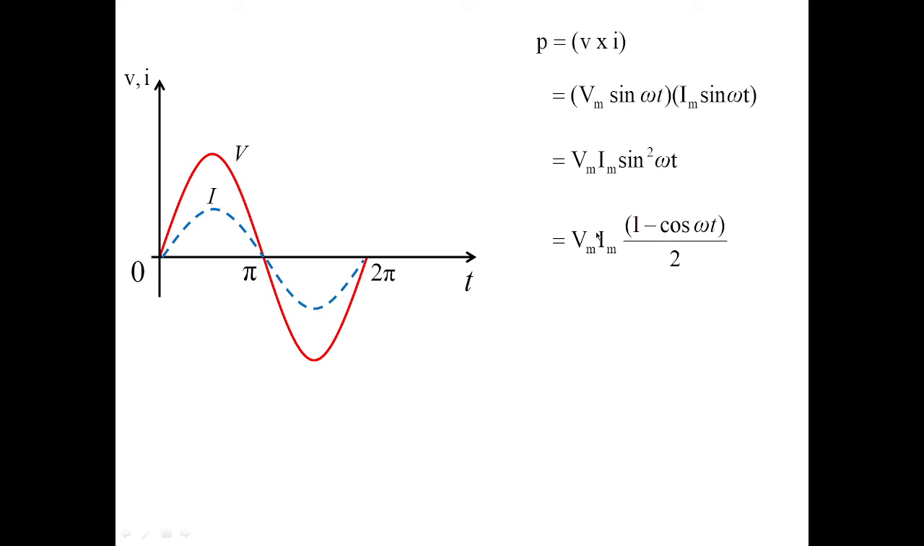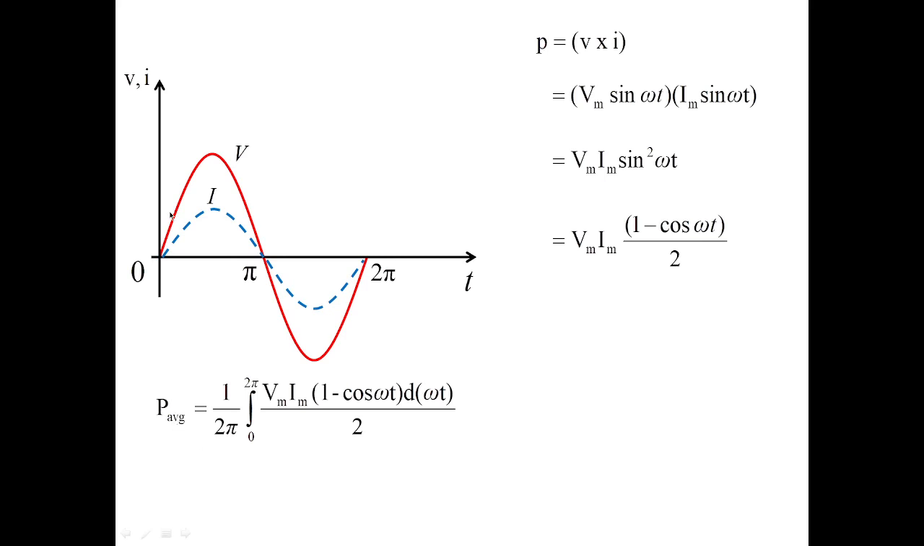So you can see Vm Im multiplied with 1 by 2 becomes the constant power for the given waveform, minus Vm Im cos 2 omega t by 2, which becomes the varying value of the waveform. It is varying because it is associated with cos omega t. So you have the constant power in combination with the rotating power. Then how to estimate the average value of power?